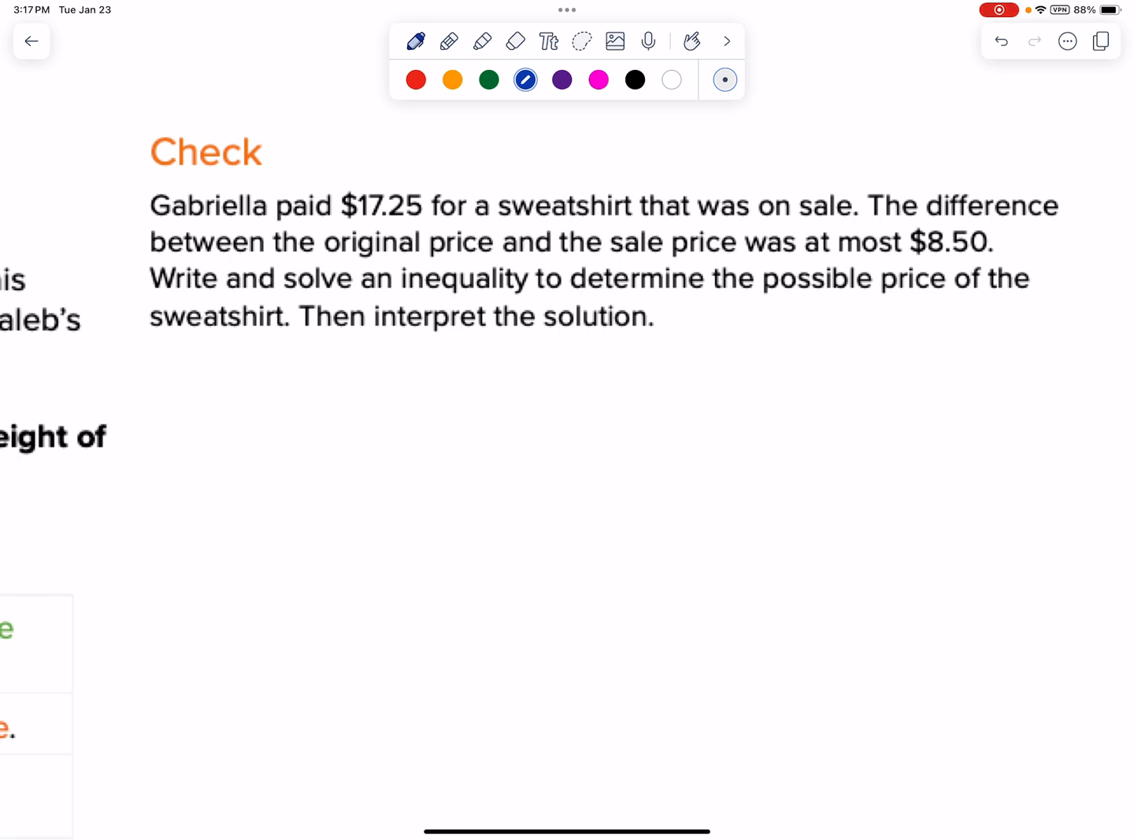Gabriella paid $17.25 for a sweatshirt that was on sale. The difference between the original and sale price. So I know this is my bigger amount, and this is my smaller amount. So something to be aware of.